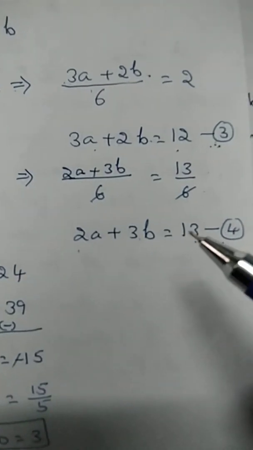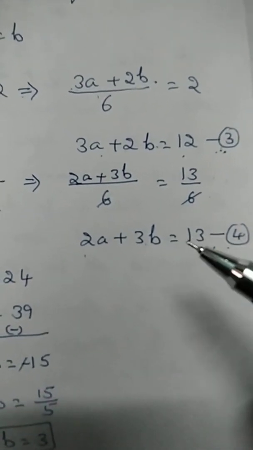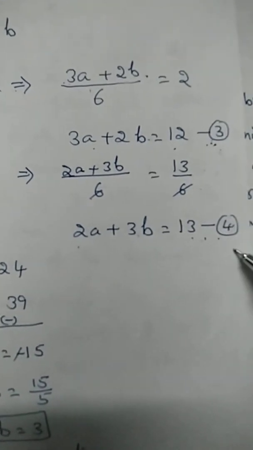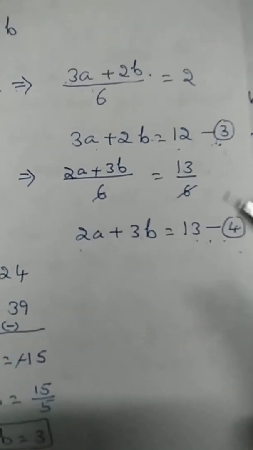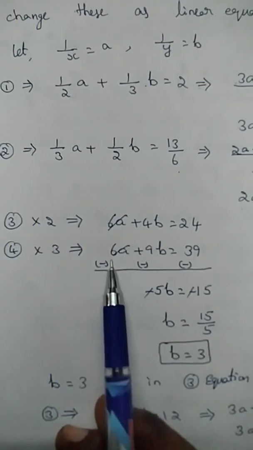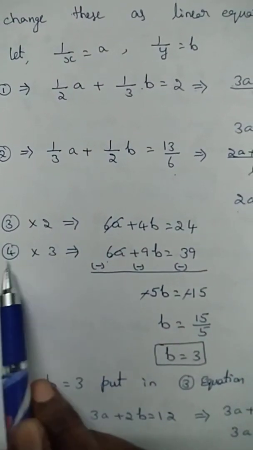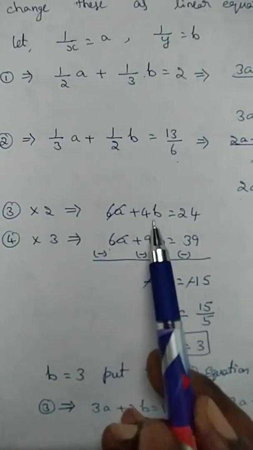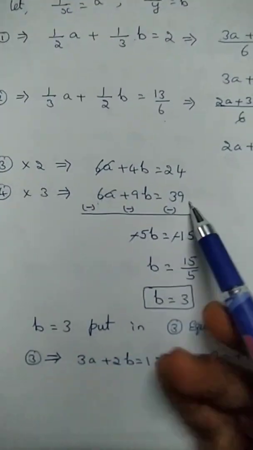It is now in the linear equation general form with the variables a and b. Now this is the third equation and this is the fourth equation. We can solve them by the elimination method. Here we are eliminating a only. So 3 into 2, 4 into 3. Already we know how to multiply here. So 6a plus 4b is equal to 24, and 6a plus 9b is equal to 39.